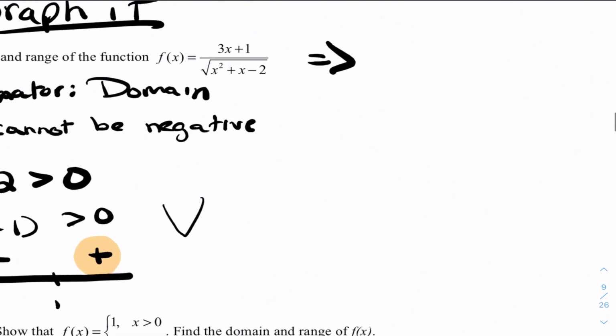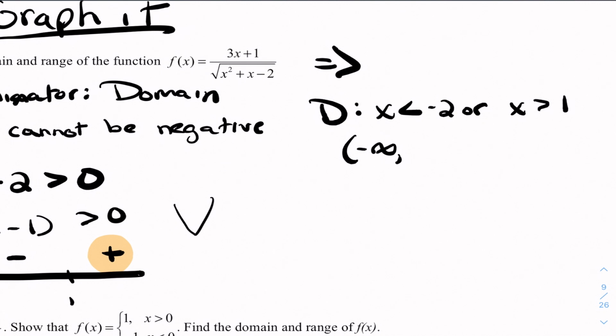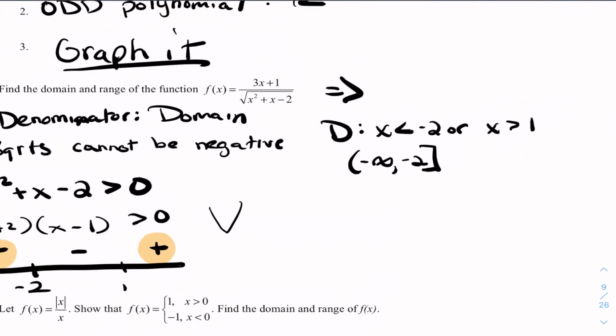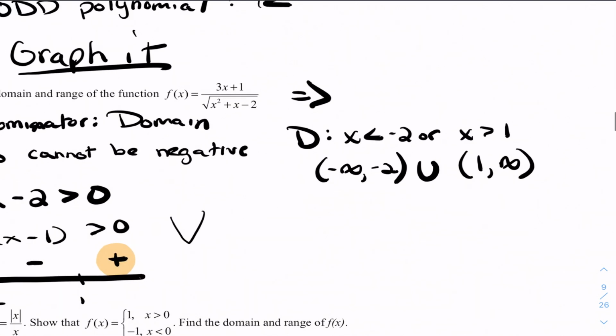So our inequality that we could write for our domain, I would say, is x is less than negative 2 or x is greater than 1. If we were writing in set notation, which is the one that I prefer more, negative infinity to negative 2. And why do we use parentheses rather than brackets here? It's because we're dividing, and if we have 0 on the bottom, then it's undefined. Then we write union, parentheses, 1, comma, infinity. Either of those works.